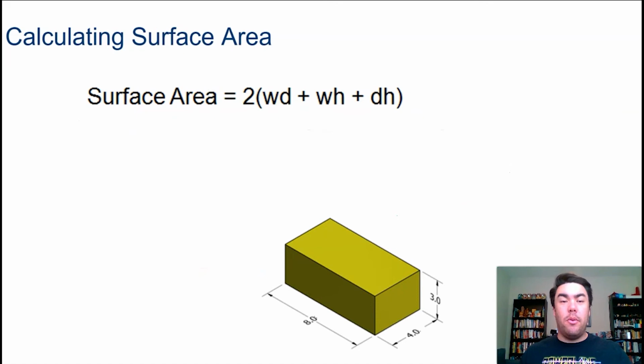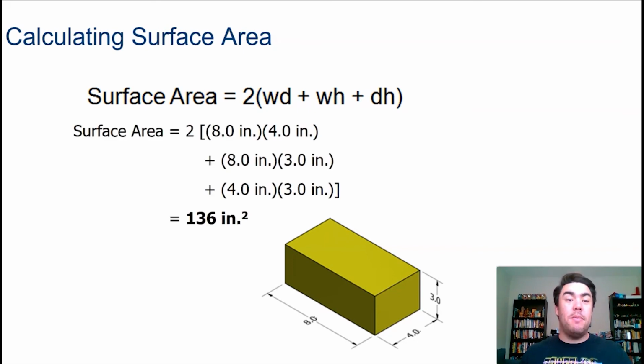So we have this rectangular prism that has a width of 8 inches, a depth of 4 inches, and a height of 3 inches. So go ahead and pause, calculate the surface area of this rectangular prism, and then check your answer when you press play again. So the surface area is 2 times the quantity, 8 times 4 plus 8 times 3 plus 4 times 3, which is 136 square inches.